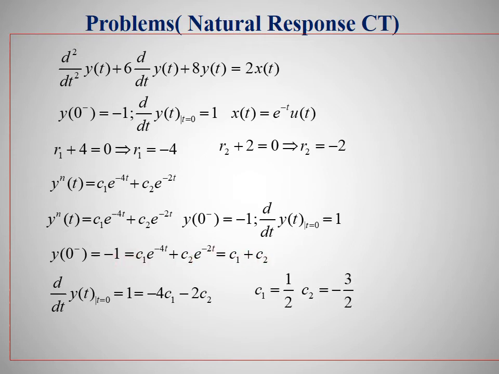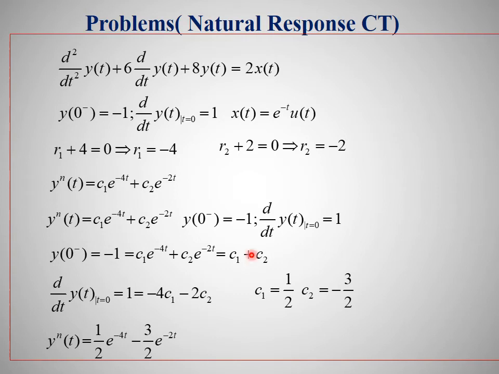Similarly, on differentiating the above expression, we get d by dt of y of t is 1 at t equal to 0. So we have substituted 1, and here we are differentiating this expression: minus 4c1 minus 2c2. So we have two simultaneous equations, c1 plus c2 is equal to minus 1 and minus 4c1 minus 2c2 equal to 1.